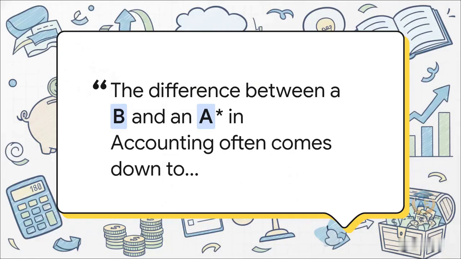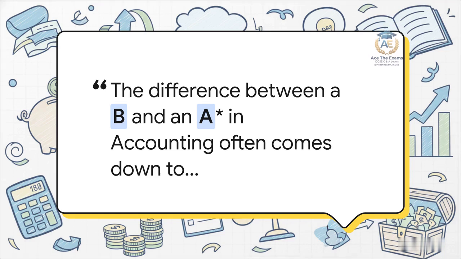The difference between a B and an A star in accounting often comes down to how well you understand capital and revenue, income and expenditure. And guys, this isn't just some exaggeration to get your attention. It is a fundamental truth backed by years of grueling Cambridge principal examiner reports. Grasping this distinction is literally the foundational logic upon which your balance sheets and income statements rely. Get this wrong and the errors cascade violently through your entire paper.